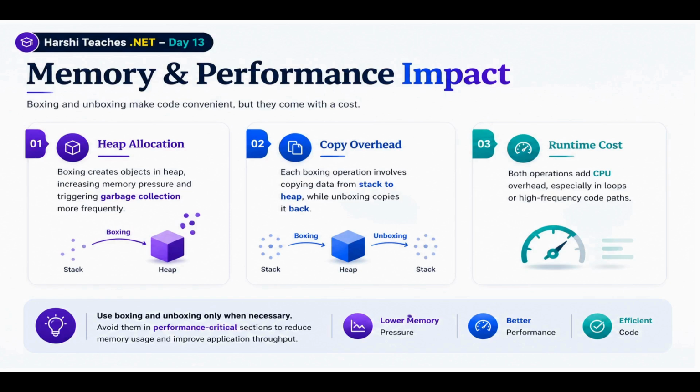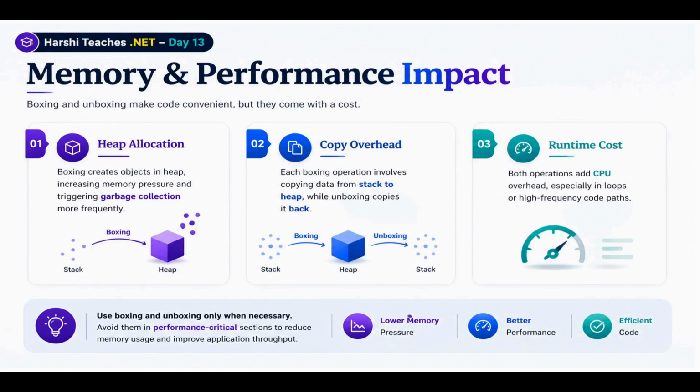Next is copy overhead. Every time you do boxing, data is copied from stack to heap, and during unboxing, it is copied back from heap to stack. So there is always back and forth movement happening. And copying data is not free, it takes time. Now, the third one is runtime cost. Both boxing and unboxing add some extra CPU work. It may look like a small thing, but if this happens again and again, like inside loops or frequently running code, it can slow down your application.